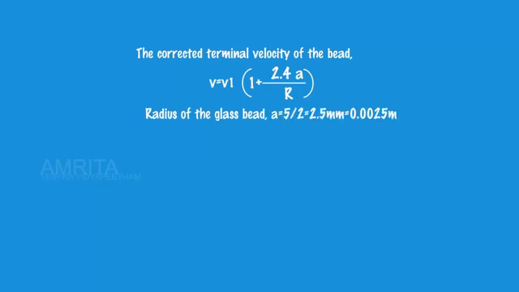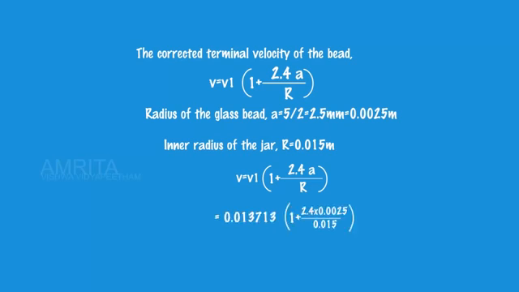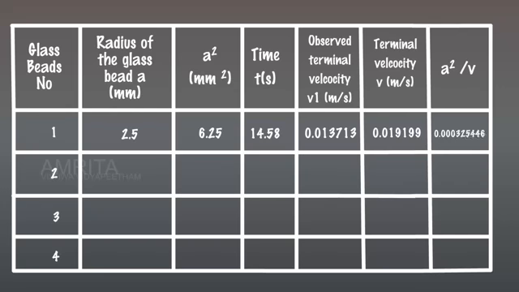The corrected terminal velocity of the bead can be calculated using the relation V is equal to V1 into 1 plus 2.4a divided by r. Here, the radius of the bead a is equal to 5/2, which is equal to 2.5 millimeters or 0.0025 meters, and the inner radius of the jar R is equal to 0.015 meters. Then the corrected terminal velocity can be calculated as V is equal to 0.0191982 meters per second. Record the value in the tabular column.